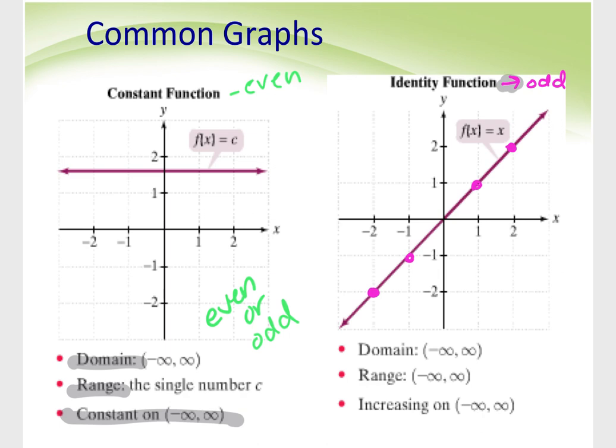On the constant graph, domain is all real numbers. The range would just be whatever the value of C is. So it looks like it's almost like a 1.75. That would be your range. And it's constant the whole way.